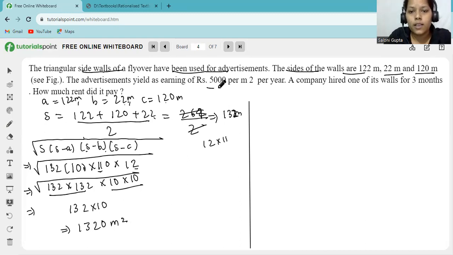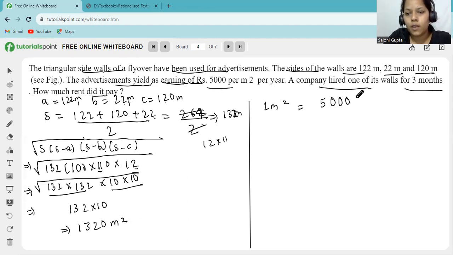Now what I have to find? They have given that 5,000 per meter square per year they are charging. Okay, the advertisement yields an earning of rupees 5,000 per meter square, right? And we have taken it for 3 months. So the company had one of its walls for 3 months. How much rent did it pay? So for 1 meter square, 5,000 rupees per year.